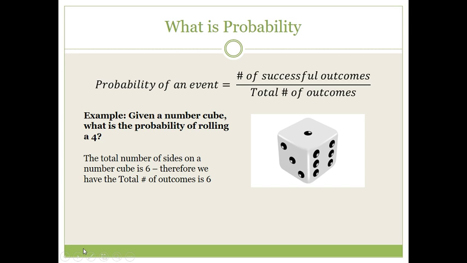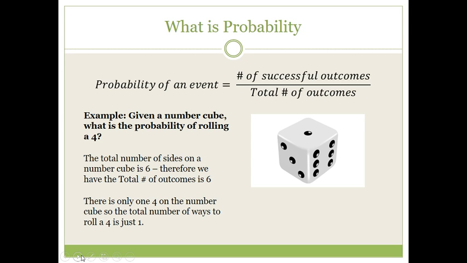There are 6 possible outcomes when we roll a dice. I can roll any one of the numbers between 1 and 6. However, there is only one 4 on the number cube, so there's only one way to roll a 4. So the total number of successful outcomes is just 1. The total number of outcomes when I roll a dice is 6. So we write that the probability of rolling a 4 is equal to 1 out of 6. That means you have a 1 out of 6 chance of rolling a 4 when you roll a dice.